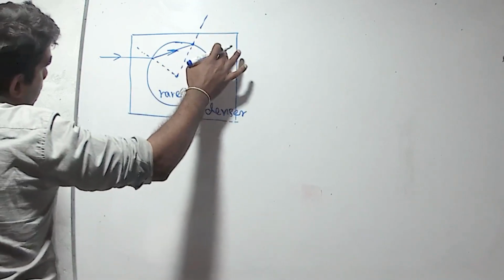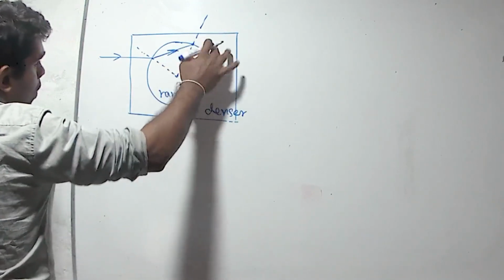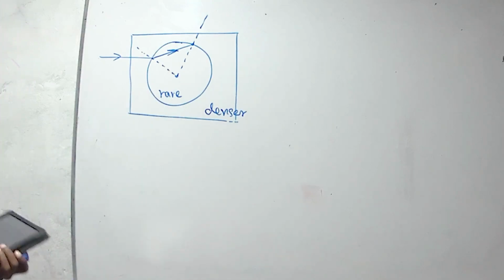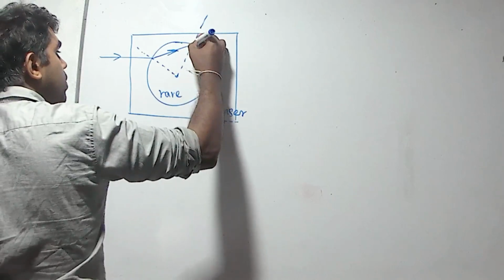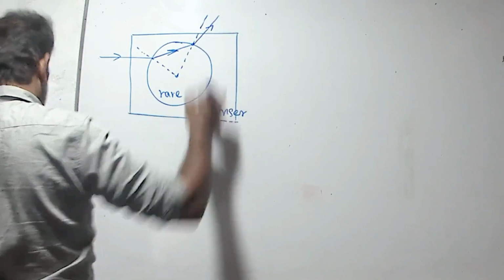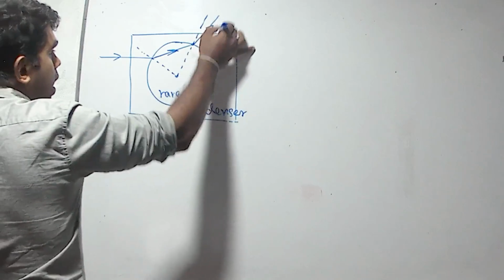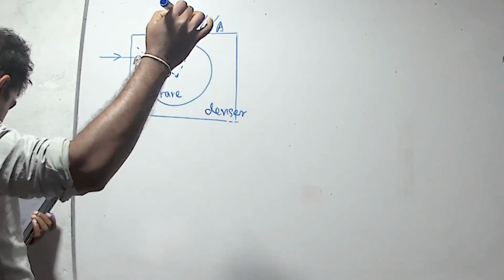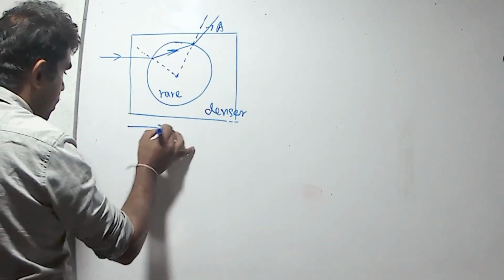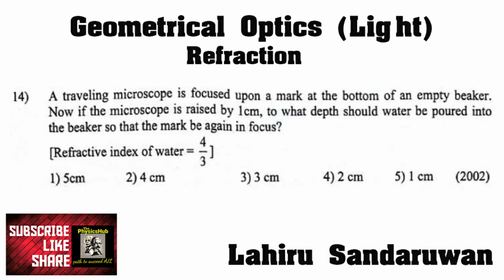Now this medium is a denser medium, therefore the ray should be refracted towards the perpendicular line. Then we can get the correct ray is A. Then the answer is 1. A traveling microscope is focused upon a mark at the bottom of an empty beaker.